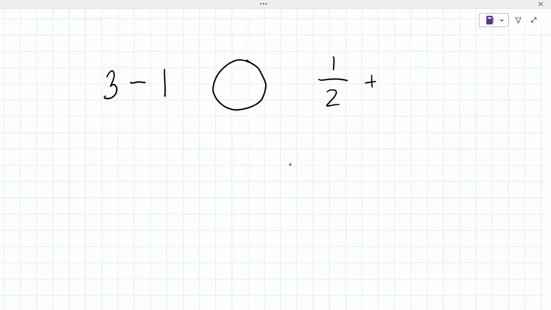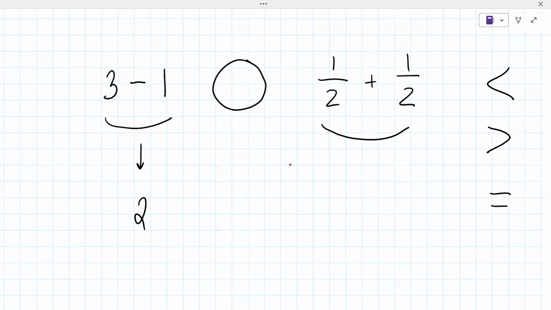All right, so let's do some comparisons. All right, tell me what symbol goes in the middle there. The middle symbol. Okay, tell me what this results in. What does this become? 2. And what about on the right? It becomes a whole. And what number is a whole? 1. Okay, I agree.